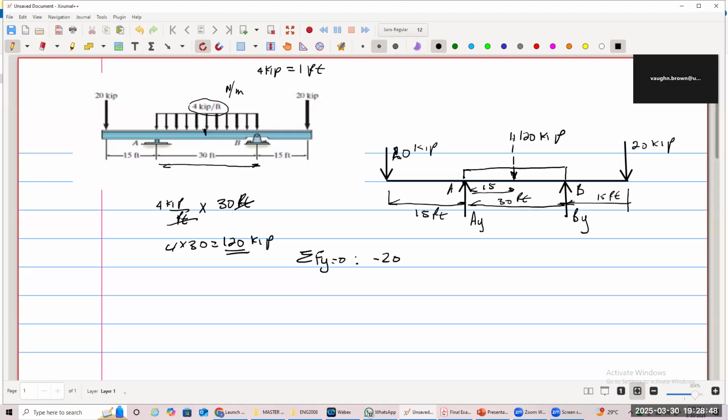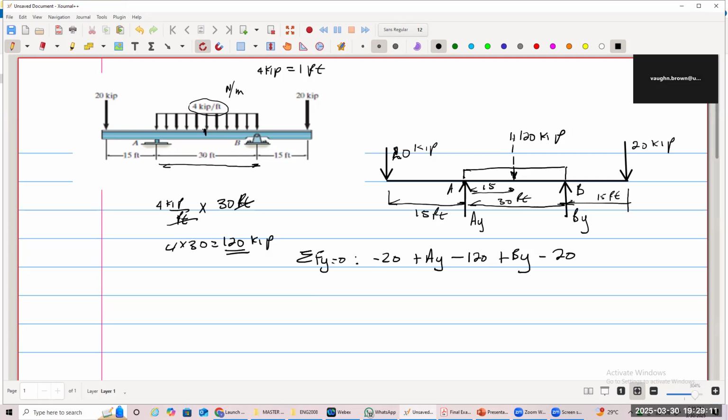Plus AY. Alright, so this is the second one. The third one is the UDL, the one that we converted. So it's also a minus 120 kips. And then the other one is the BY. And the last one coming down is a minus 20.